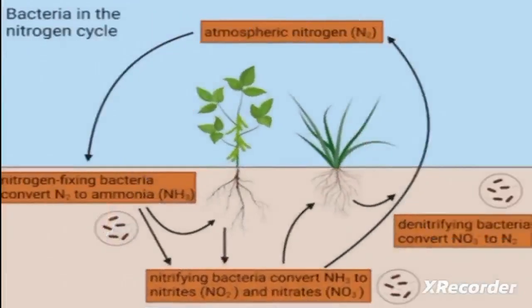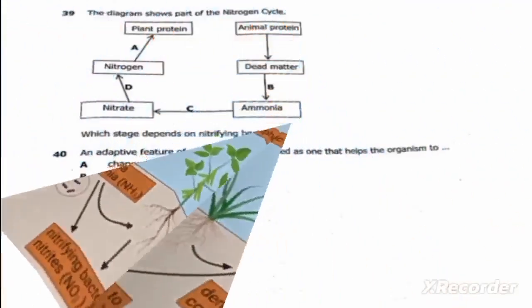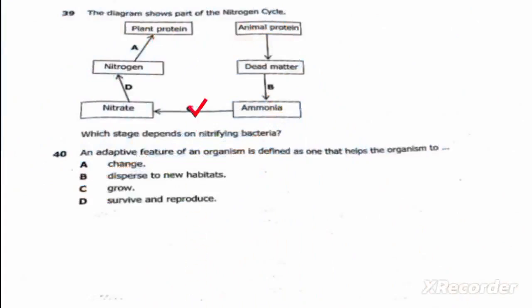So nitrifying bacteria speed up or help to convert ammonia to nitrate. So therefore, our correct answer is C. We move on to the next question, which is question 40.